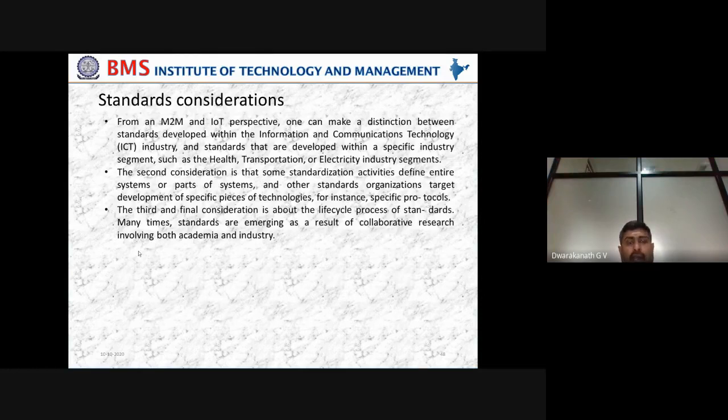Next, from an M2M and an IoT perspective, one can make a distinction between standards developed within the information and communication technology (ICT) industry and standards that are developed within a specific industry segment, such as health, transportation, whatever you are going to use. Two things always, when you are doing an IoT project, you will always have two parts.